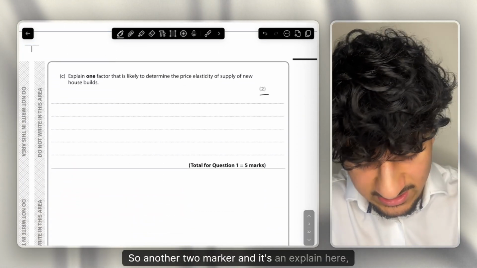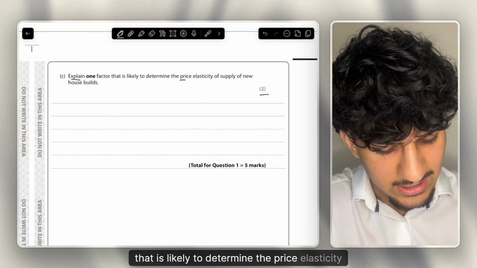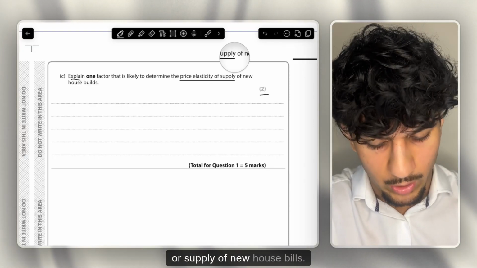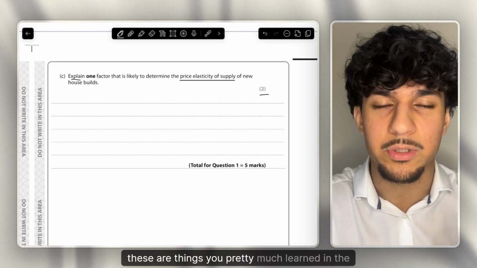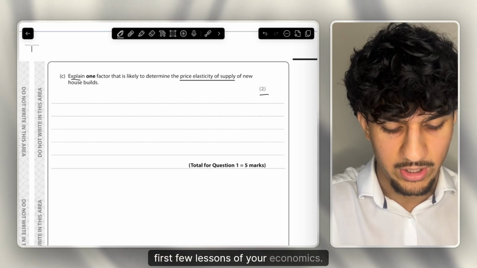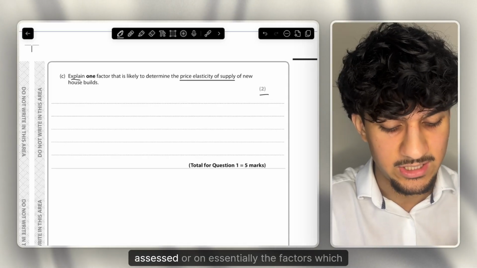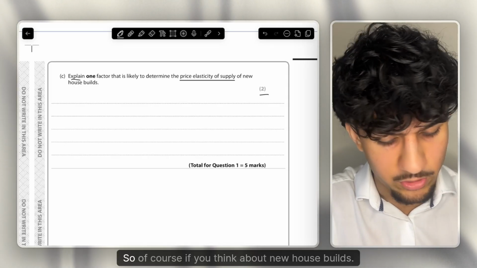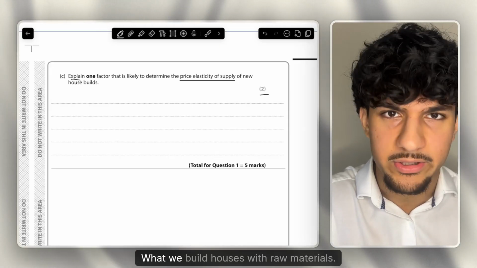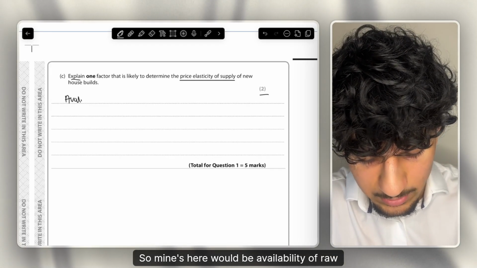So another 2-marker, and it's an explain here. Explain one factor that is likely to determine the price elasticity of supply of new house builds. These are things you pretty much learn in the first few lessons of your economics. But here, this is the real A-level paper where you are being assessed on the factors which affect price elasticity of supply. So if you think about new house builds, what do we build houses with? Raw materials. So my answer here would be availability of raw materials.